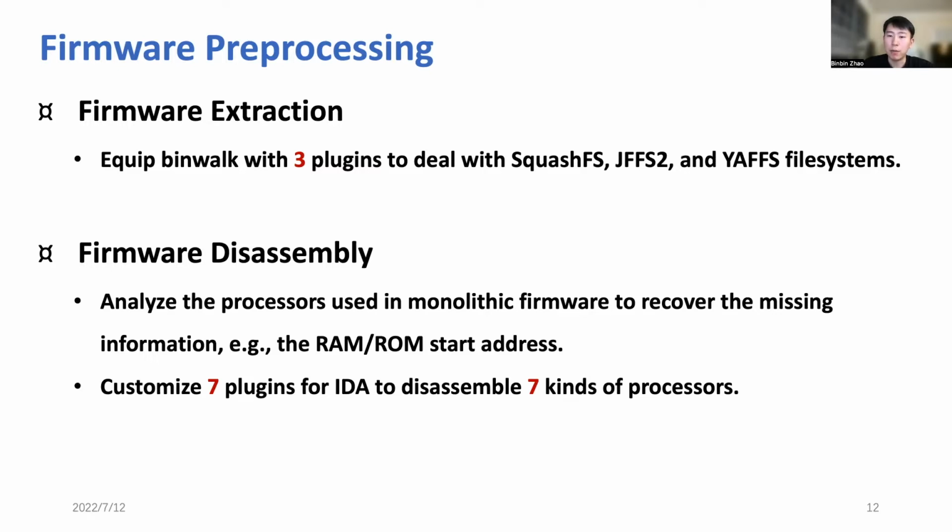Next, we disassemble the firmware. Many IoT firmware are monolithic firmware. They may use uncommon processors and miss some necessary information. So we need to recover this information. We first analyze the processors used in monolithic firmware to recover the missing information, for example, the RAM start address. Next, we customize 7 plugins for IDA to disassemble 7 kinds of processors.